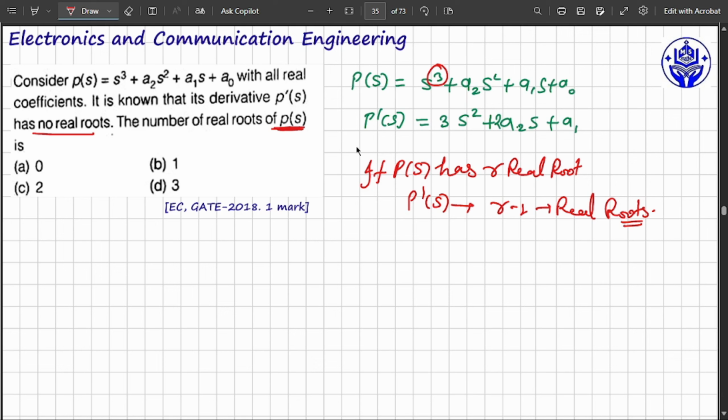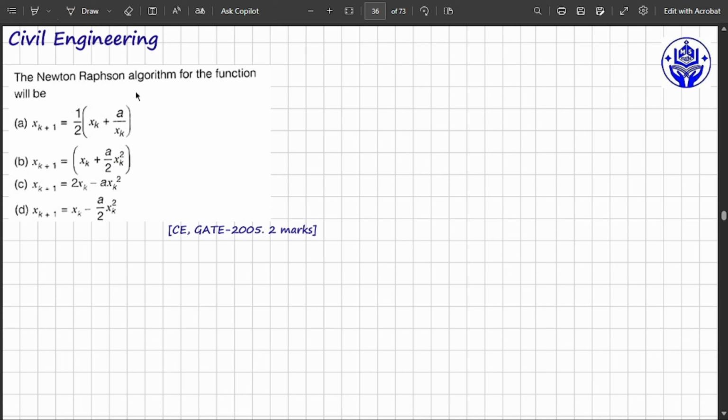If my p dash of s has no real root, this is r minus 1. Now r minus 1 equals 0, so r equals 1. It means p of s has one root. Here r minus 1 is the number of roots of p dash of s. If it is 0, then r, the number of roots of p of s, is 1. This is a simple concept.